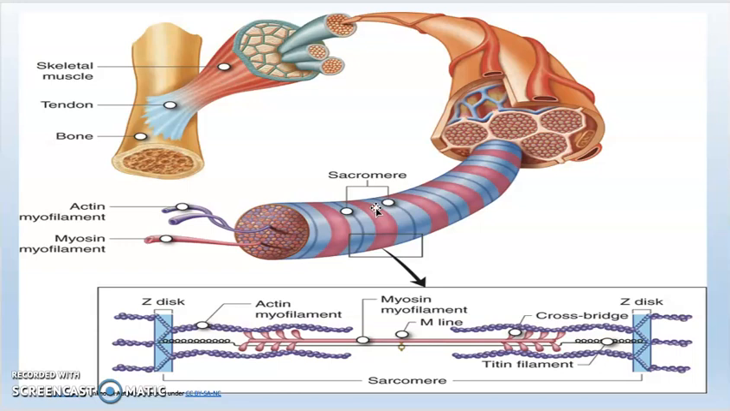Two of the important contractile proteins are myosin, which forms the thick filament, and actin, which forms the thin filament. Myosin has, as you see, a long, fibrous tail and a globular head, which binds to the actin filament.